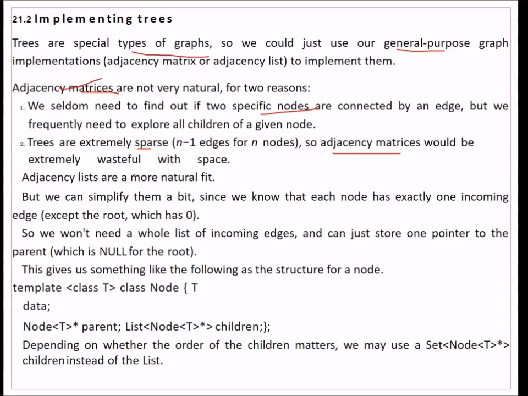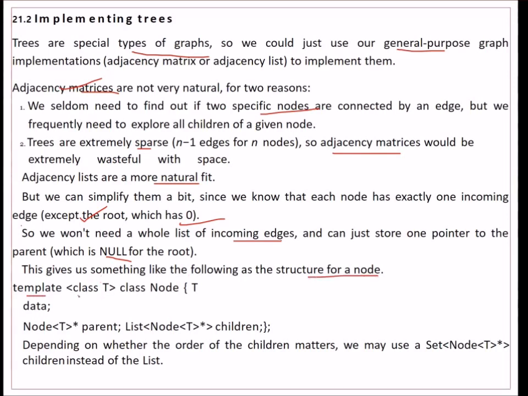Then adjacency lists are a more natural fit, but we can simplify them somewhat, since we are aware that each node has exactly one incoming edge, except for the root, which has 0 incoming edges. So we don't need a whole list of incoming edges and can just store one pointer to the parent, which is actually null for the root. So this gives the structure of a node like this.